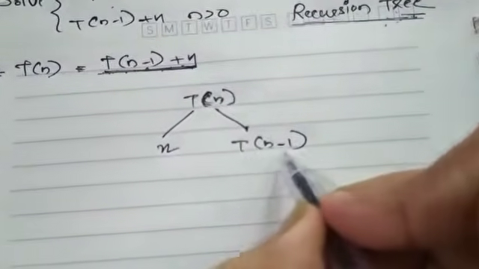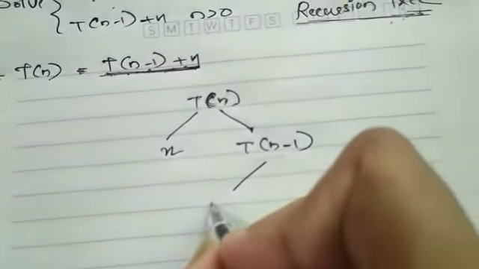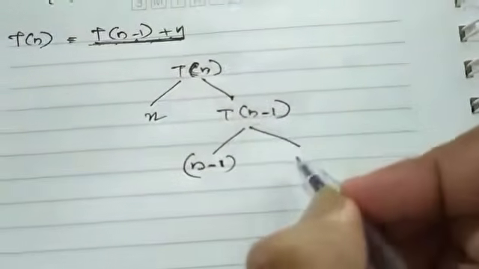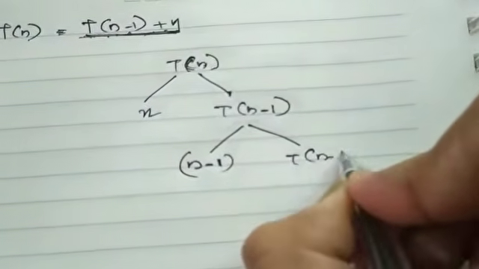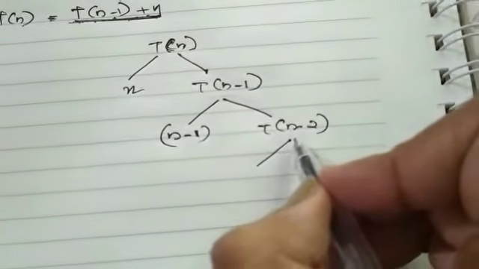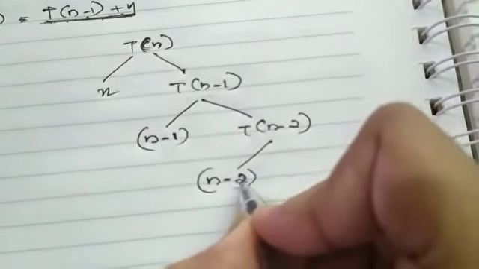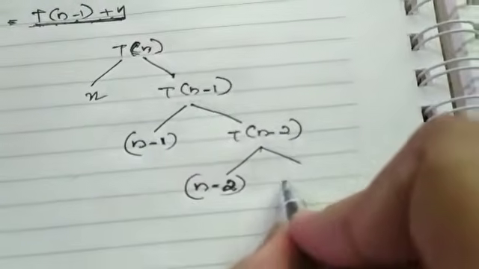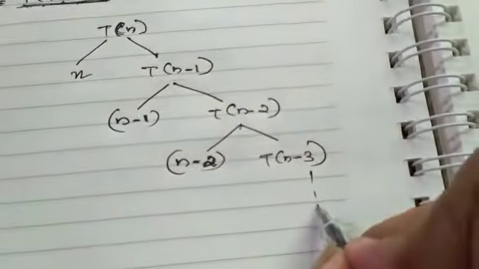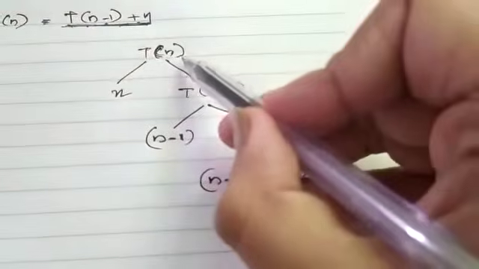Then consider this T(n-1). How many times will this T(n-1) execute? This T(n-1) will execute n-1 times, and this will recursively call itself T(n-2) times. And what about this T(n-2)? This T(n-2) will execute n-2 times and recursively call itself T(n-3) times. And if I am continuing like this, where will this stop? It will stop when the value of n is equal to 0.